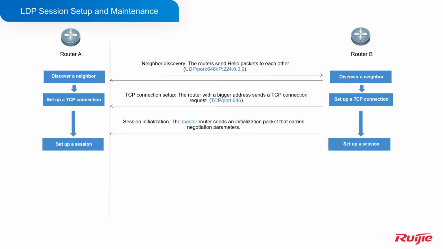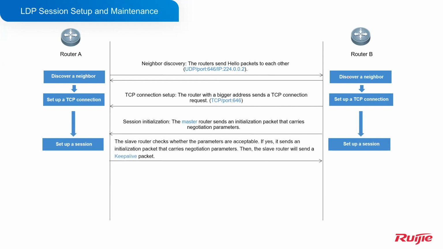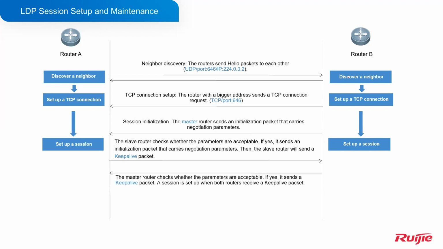In this process, first is the session initialization. The master router will send out the packet, carrying some negotiation parameters. And then the slave router will check whether the parameters are acceptable or not. If yes, then we will send out the keepalive. That means the LDP session is ready. And the master router will check whether the parameters are accepted or not. If yes, I will give you a reply. So we will exchange 3 steps for the LDP session.